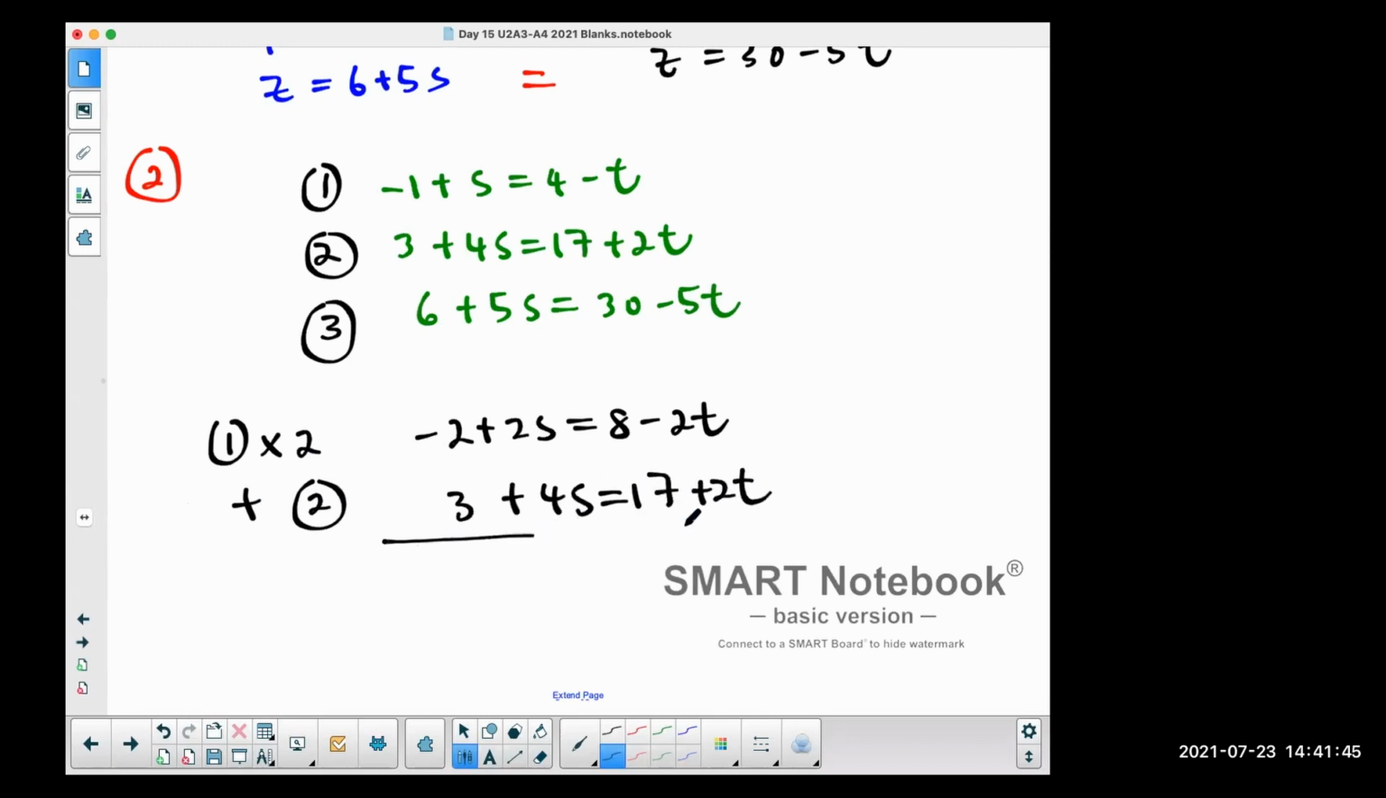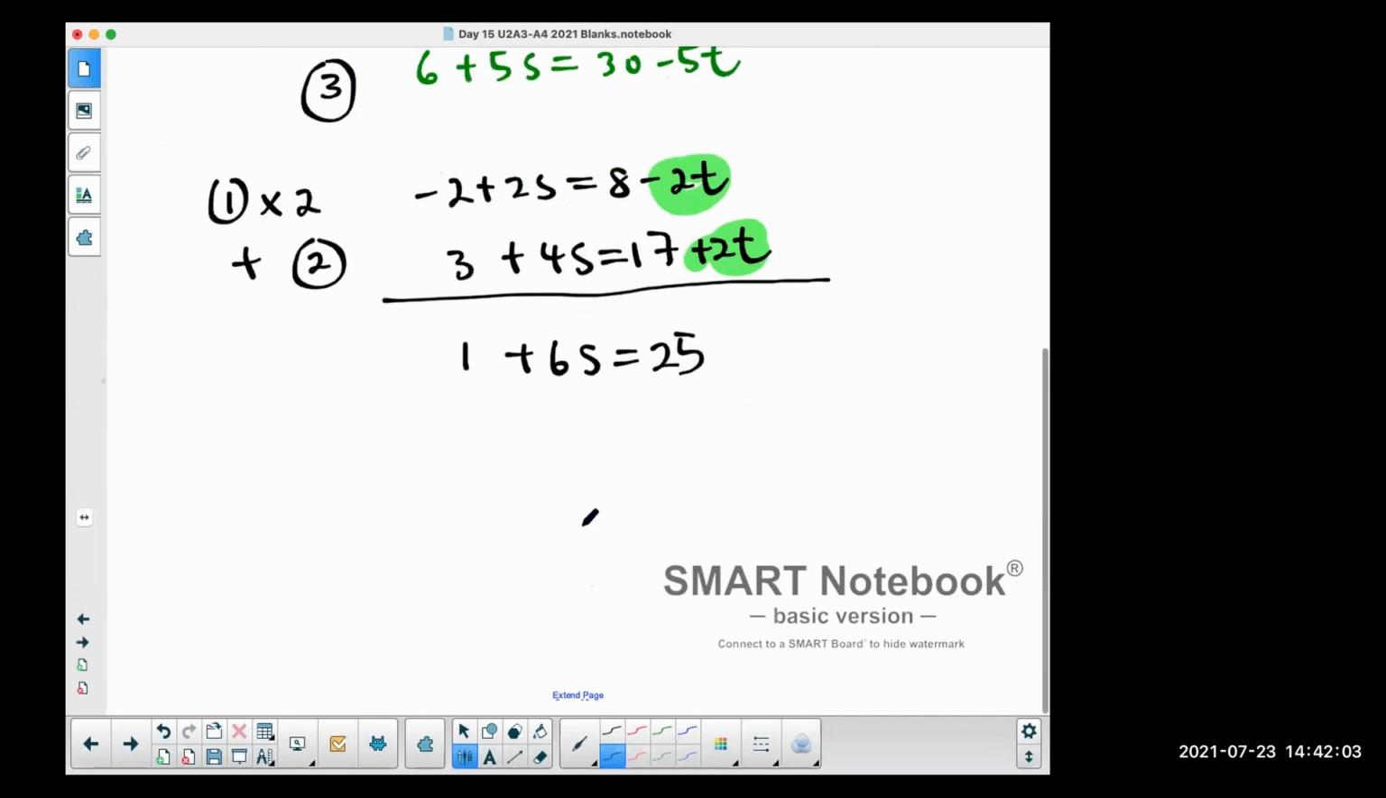Okay, what happens if I do that? The T is going to cancel out. So what's left is -2 + 3, that's 1, 4S + 2S, that's 6S, 8 + 17 is 25. Bring the 1 over, and S is equal to 4.